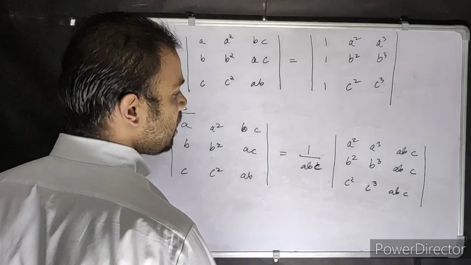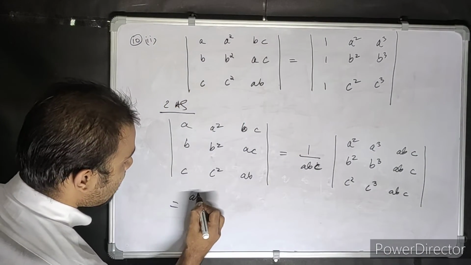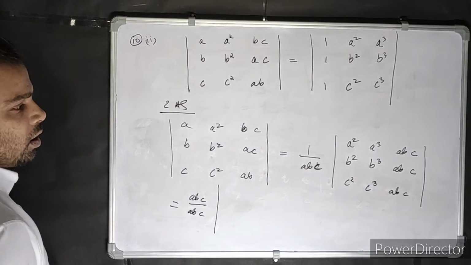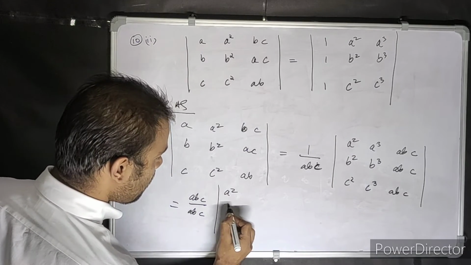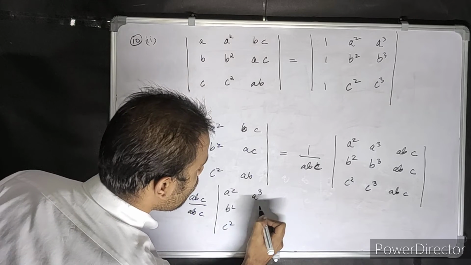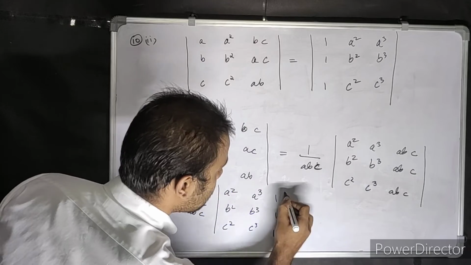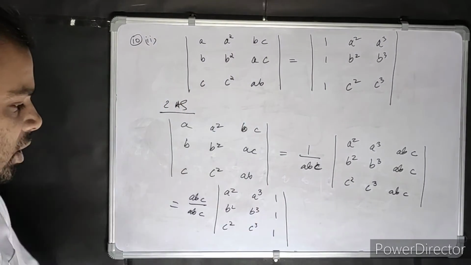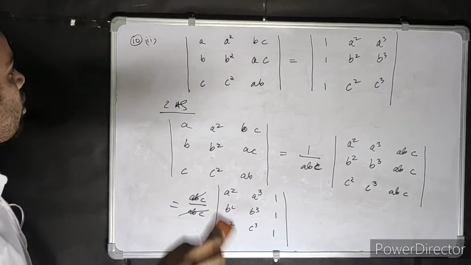Now you take out abc common from the first column. So you write abc, divided by abc, so that came out common from the first column. Then what do you have? You have a square, b square, c square; a cube, b cube, c cube; 1, 1, 1. So you see it's coming something like that, but still hasn't come because we have to interchange now. You cut this out, abc, abc.